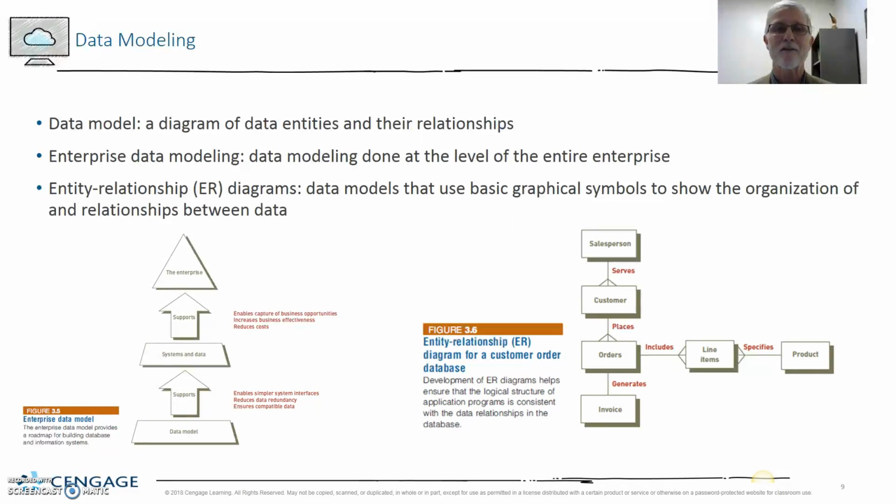All it is, is a diagram of all the entities and how they relate to each other. Of course, there's enterprise data modeling, which is done for an entire organization. And then there's a graphical way to do representation called entity relationship diagrams. It's basically a diagram that uses graphic symbols to show the relationships.